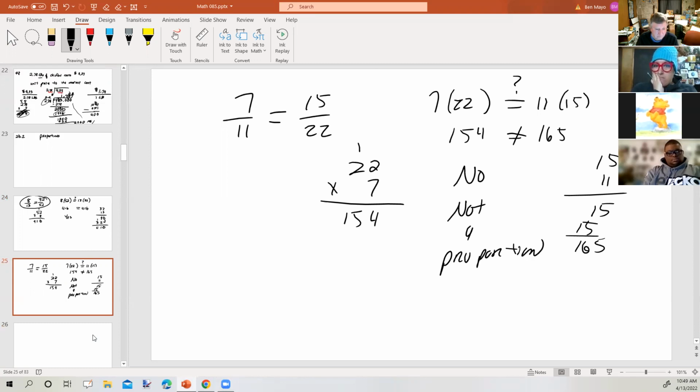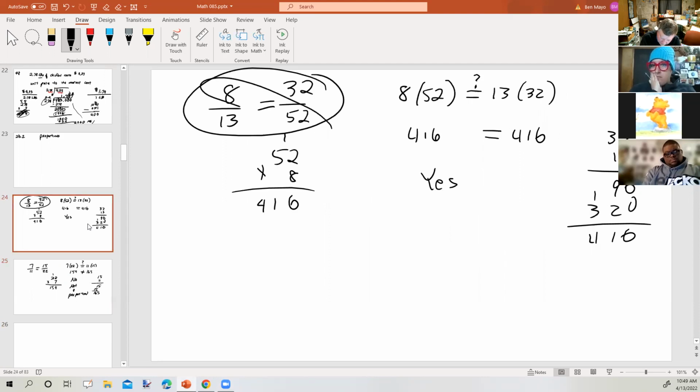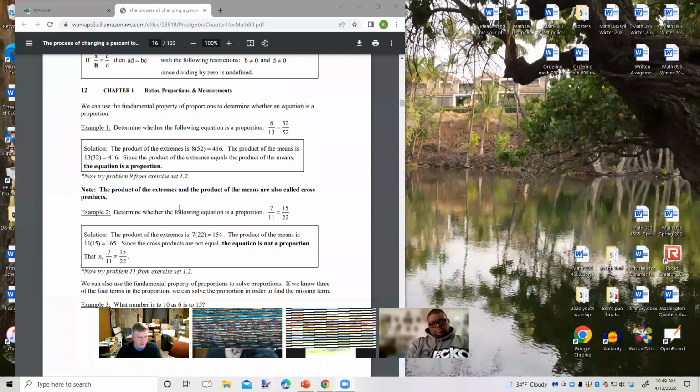Okay, now an easier way of saying the product of the extremes equals the product of the means in a proportion would be to say that the cross products are equal. So again, let's go back here to this text material. The product of the extremes and the product of the means are also called cross products. So if a proportion is true, its cross products are equal.